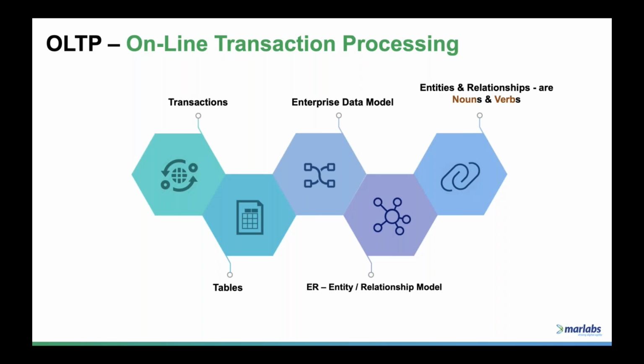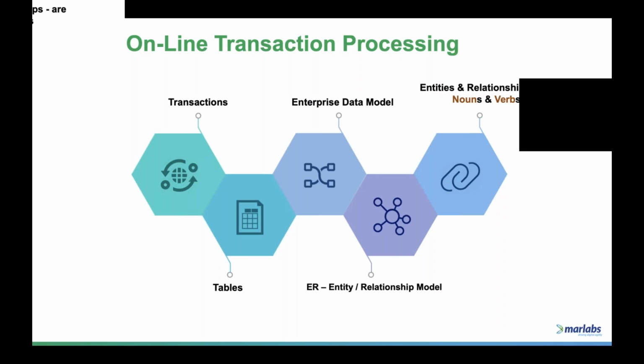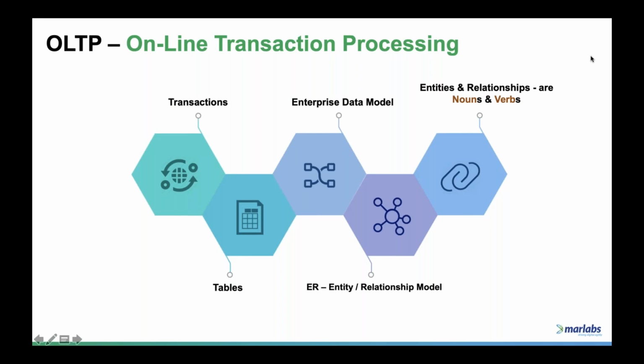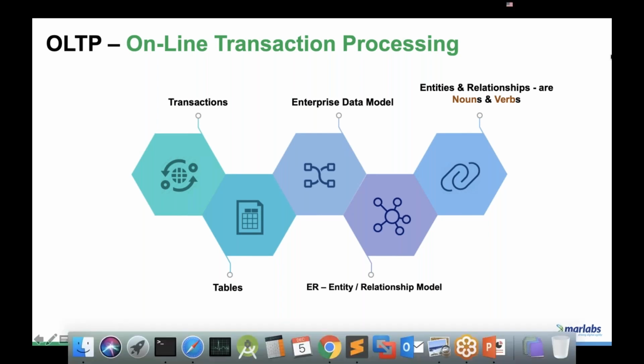And these tables have been defined by some kind of enterprise data model. And the enterprise data model in turn is based on some kind of entity relationship model. And the entity relationship model is basically a model built on nouns and verbs extracted from some kind of requirements document. So I want you to keep that in mind: at the end of the day, the transactions are dependent on nouns and verbs which are extracted from the requirements document somewhere, right?